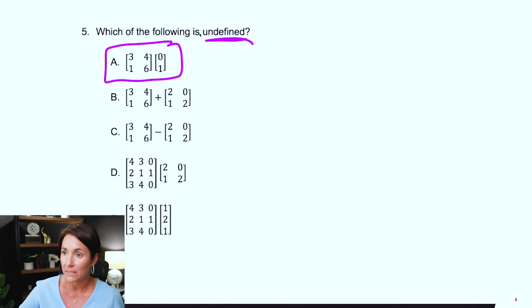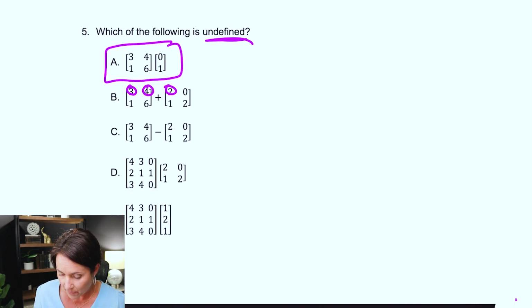Now let's take a look at B really quickly so we can see how we would add matrix. Now the way we add matrix is we add this number, and then this number and this number. And the same with the bottom. We add the 1 and the 1, and then we add the 6 and the 2. So that's how it works. And you have to have all the same rows and all the same columns. Remember, addition and subtraction are pretty strict here. And that's what we have to do.